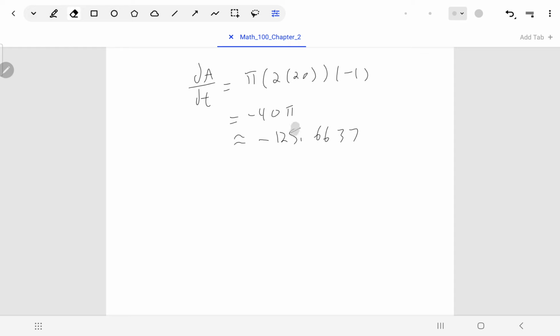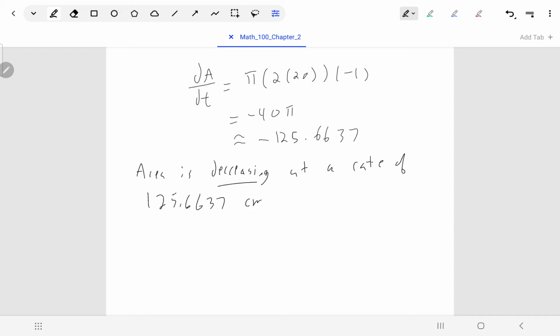So this is telling me how my area is changing, and number one, it's a negative number, which means my area is decreasing, and number two, since radius was being measured in centimeters per hour, then the change in the area will be measured in centimeters squared per hour. So I will say that the area is decreasing at the rate of 125.6637 centimeters squared per hour.